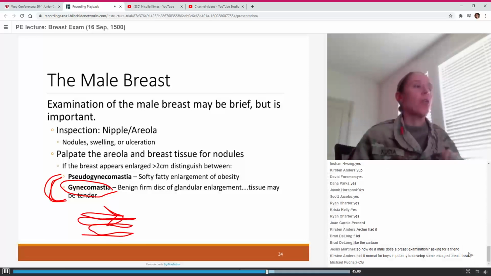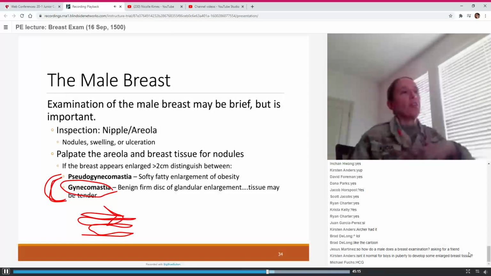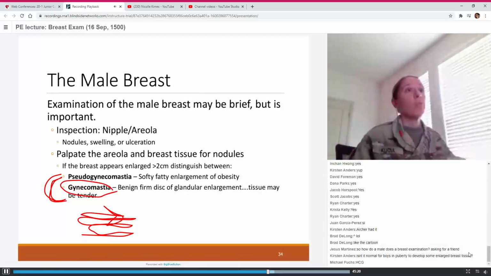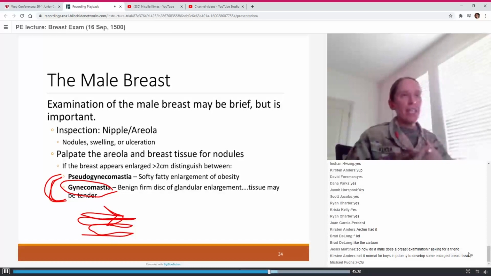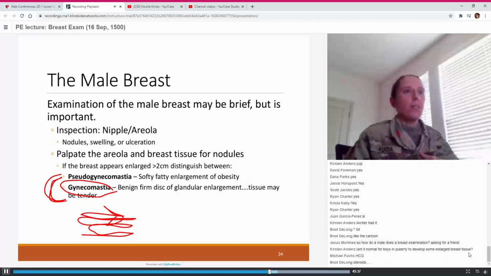Isn't it normal for boys in puberty to develop some enlarged breast tissue? Yeah, throughout the pubertal process, the presentation can change and vary, because hormones are fluctuating and the androgens are fluctuating. But with gynecomastia in an adult male, especially unilateral, you want to figure out what meds they are taking, what's going on exactly, because these people should have a normal hormonal level, essentially.